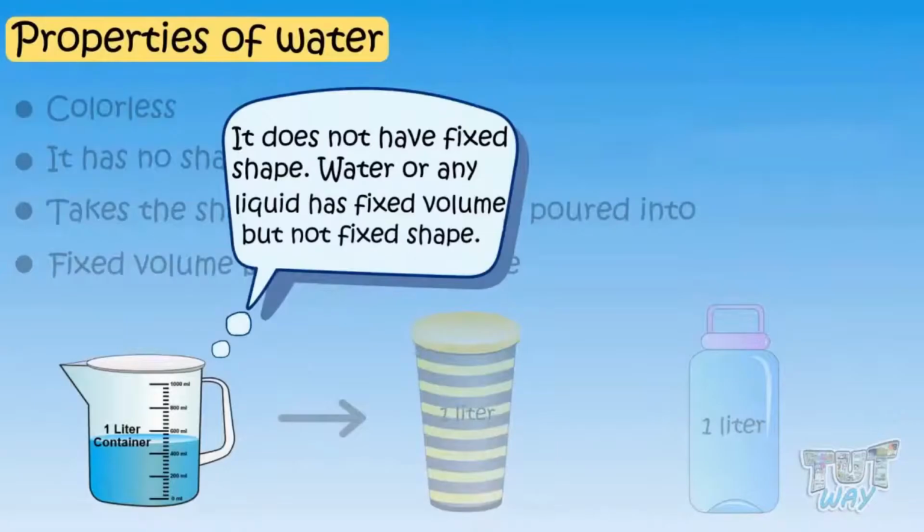Next point is, how can we get water? About 97% of water on the earth's surface is in the world's oceans. The other 3% you can find in rivers, lakes, rain, clouds, and as underground water. Now let's see other properties of water.